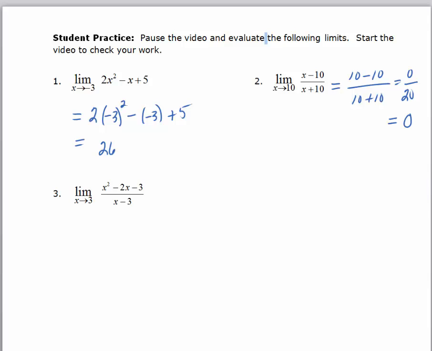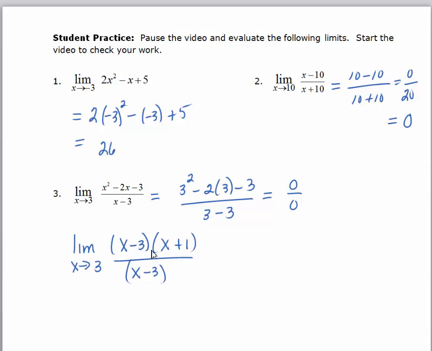At the last example, we evaluate the limit as x approaches 3 of a rational function by direct substitution. Substituting x with 3, we end up with 0 over 0. This is that indeterminate form, and you'll hear me say this over and over again. We have to do more work. And so the trick here is, since this is a rational function, we are just going to factor.